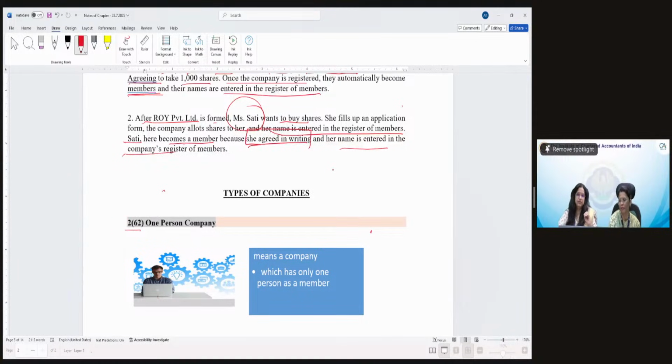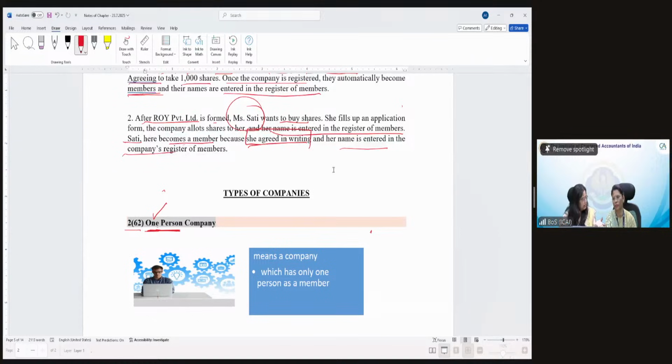As the name suggests, one-person company. Companies, we were saying, is where a lot of people have come together and pooled their money, and that's why they are forming a company, be it a private limited company or a public limited company or any other form of company. But now we are giving you a definition which is given under section 2 clause 62, and we are saying one-person company. How can one person form a company?